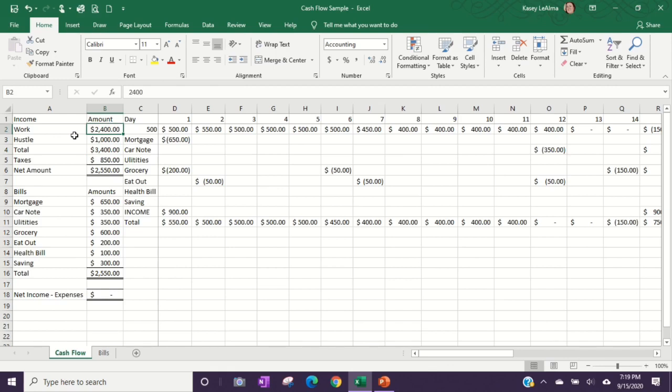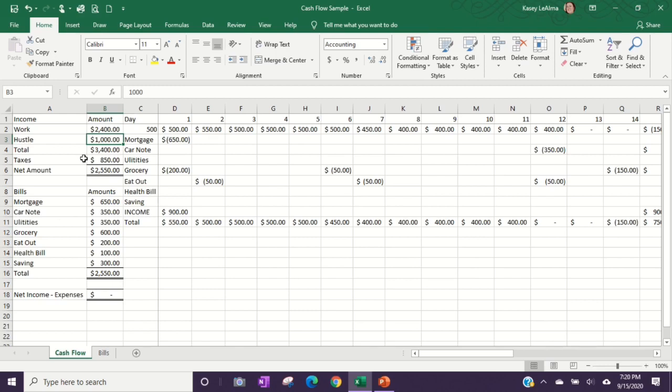So our mysterious person here works, and this is based on a month of expenses. So she has a day job that makes her $2,400 in a month, and then a side hustle that makes her $1,000 a month.